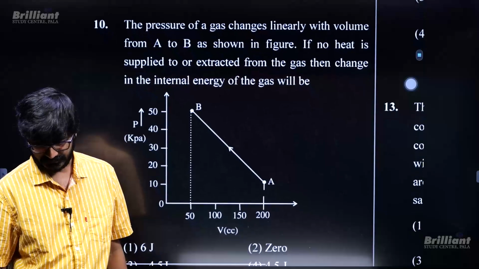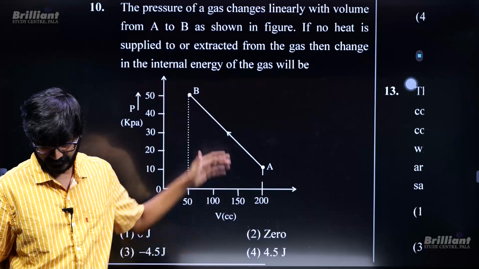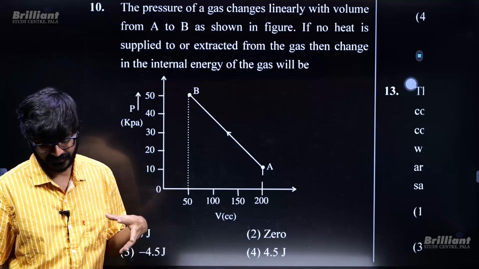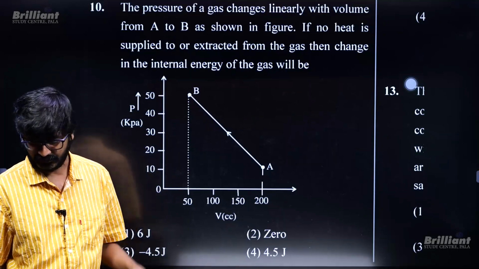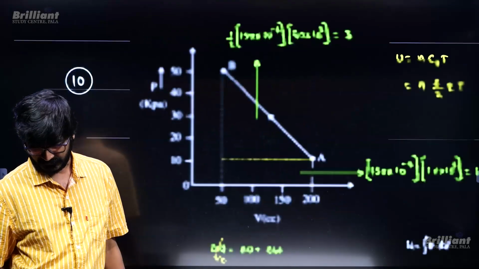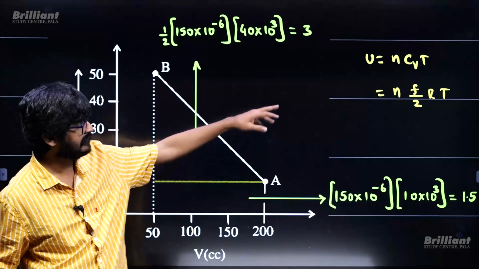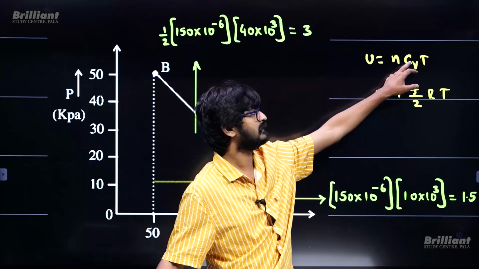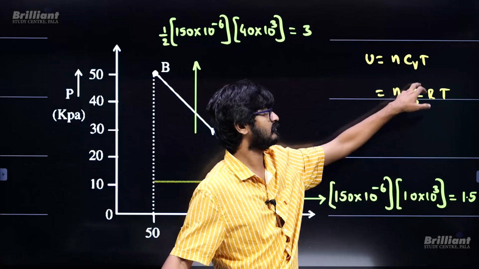The pressure of the gas changes linearly with volume from A to B as shown in the figure. If no heat is supplied or extracted, so delta Q is 0. Then the change in internal energy. So generally internal energy will be given by nCvT. So Cv is f by 2 R, but they never mentioned about what is happening here.